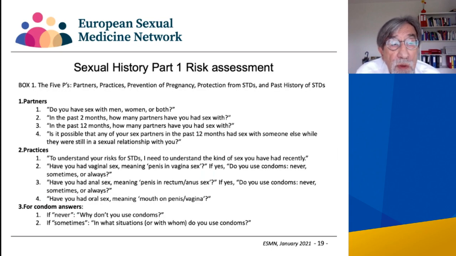Some of you may already know the famous 5 Ps regarding sexual history, the risk assessment. It's about partners, practices, prevention of pregnancy, protection from STDs, and past history of STDs. You have to learn to communicate. Do you have sex with men, women, or both? In the past 2 months, how many partners have you had sex with? In the past 12 months, how many partners have you had sex with? Is it possible that any of your sex partners in the past 12 months had sex with someone else? The practices, these are just choices of questions which can be adapted to understand your risk for sexually transmitted diseases.